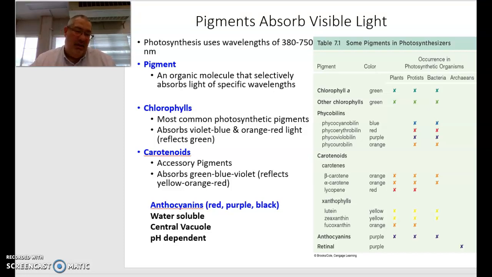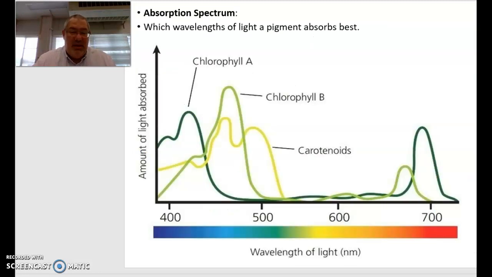The color that they exhibit to us is dependent on the pH. They can either be reddish, purplish, or even black. Usually they're found in flower petals and in fruits, and they help pollination and dispersal. They're also found in leaves in the fall of the year and provide some of the fall color that we see. But we're mainly going to concentrate on chlorophylls and carotenoids and their role in photosynthesis in explaining the next or last two slides.